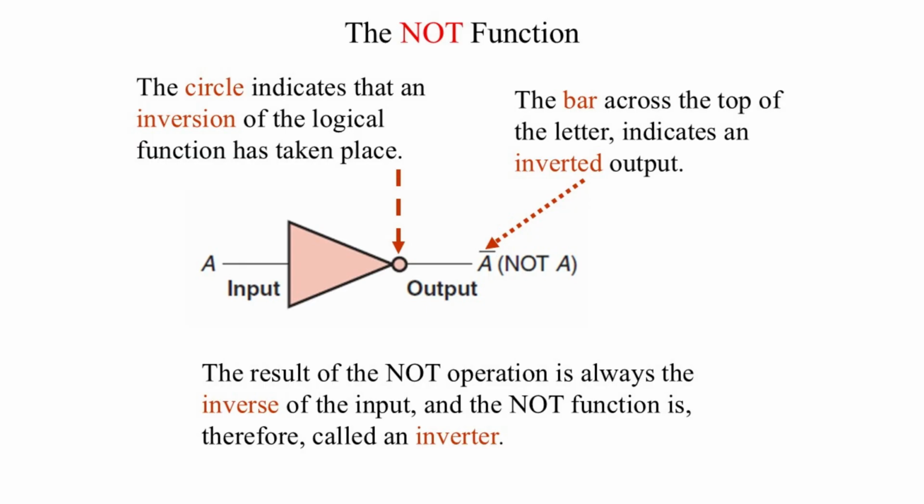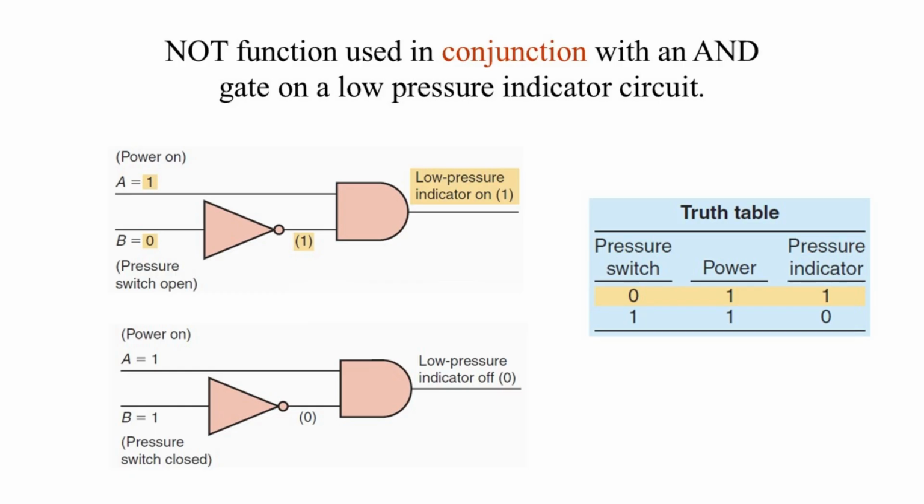If the input is 1, the output is 0. If the input is 0, the output is 1. Because it always produces the opposite state, the NOT gate is also called an inverter. This makes it essential in logic design when we need to respond to the absence of a signal rather than its presence. This figure shows how a NOT gate is combined with an AND gate to control a low-pressure indicator.